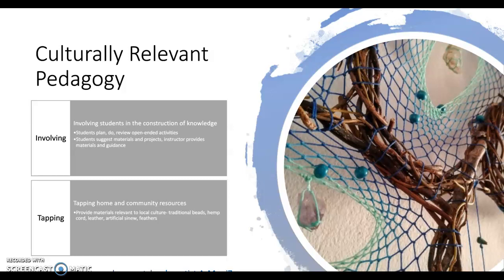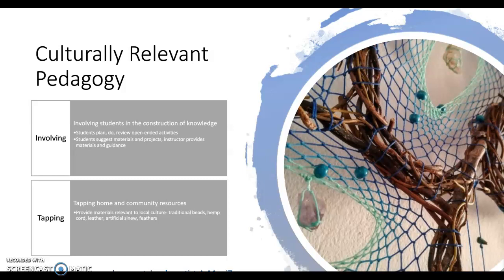I also really want to involve students in the construction of knowledge. Again, I'm going to mention the plan, do, review process, where children make their own plan, they do the activity, whether it's trying to solve a problem or a simulation, and then afterwards we review it and we talk about, hey, what went well, what didn't go well, what can we do next time?